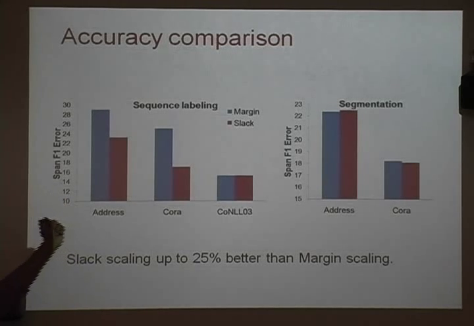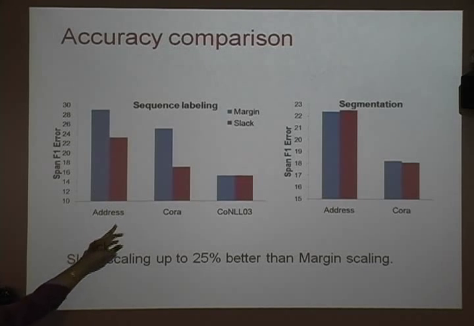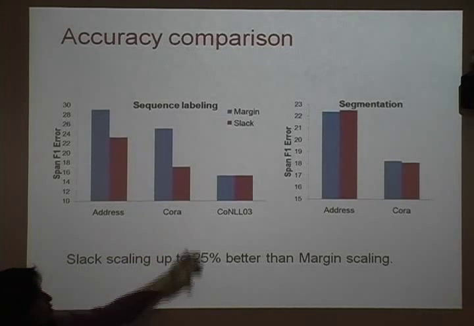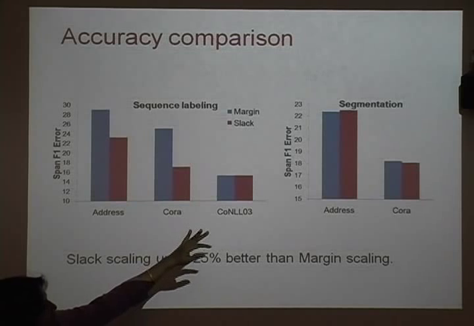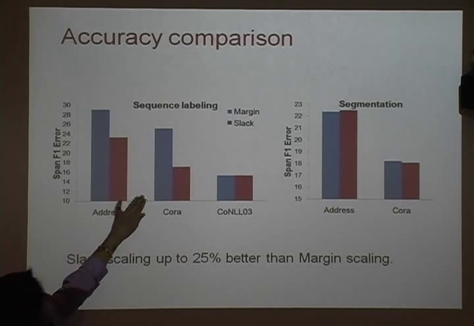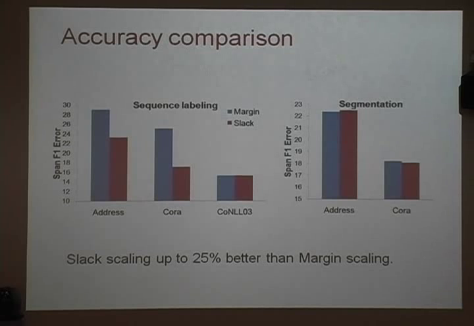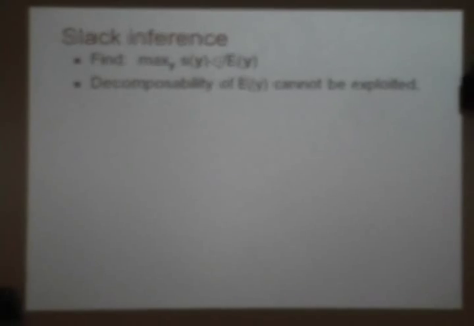And on the y-axis, we are plotting the span F1 error, which means 100 minus the F1 accuracy. So lower values are better. The blue bars are with the margin scaling objective, and the red bars are with the slack scaling objective, and of course slack is much better than margin scaling. For segmentation tasks you don't see much of a difference, but definitely for sequence labeling you see a lot of improvement with using slack scaling. So I'm just telling you that slack scaling is a better, more sensible objective. It's just that because the inference problem is so difficult, it kind of vanished from the literature.